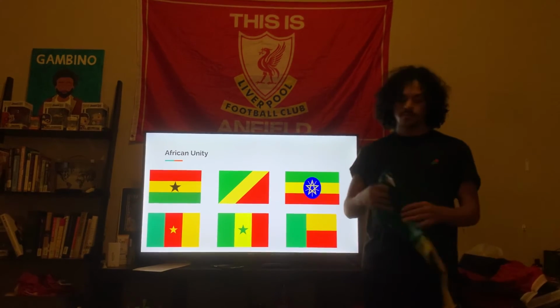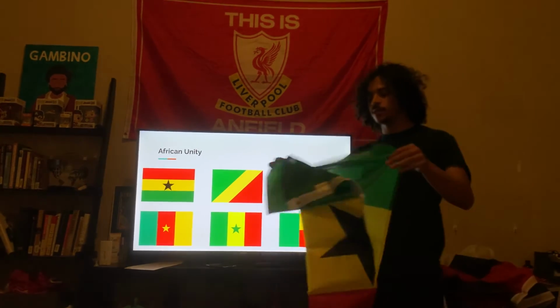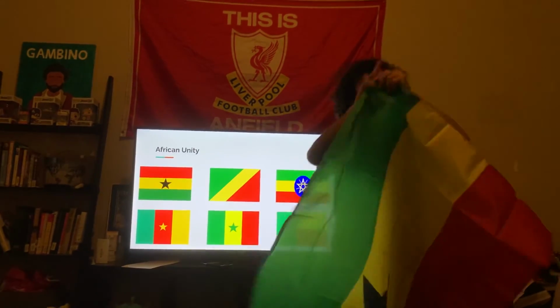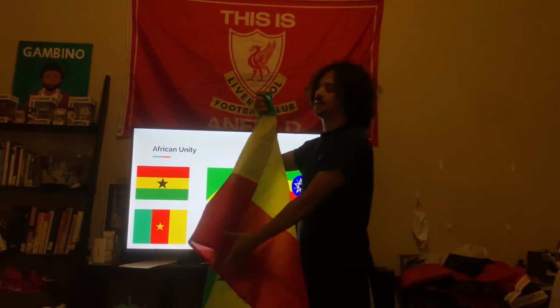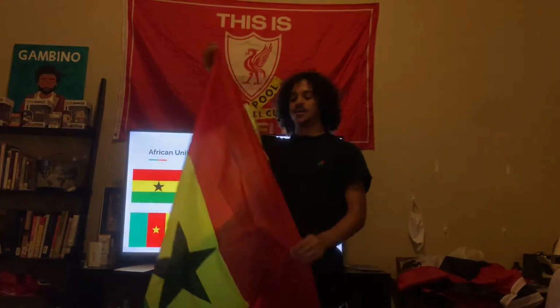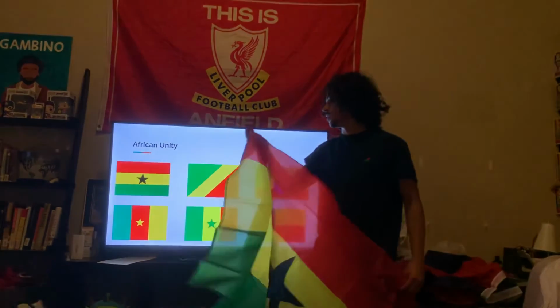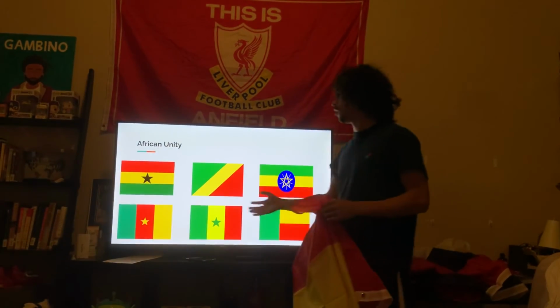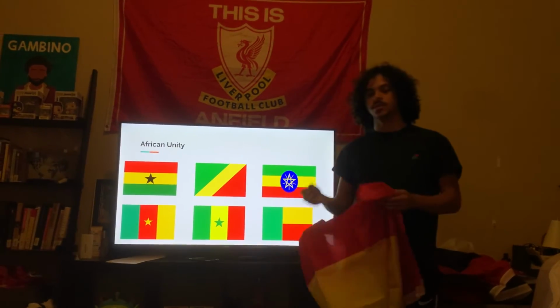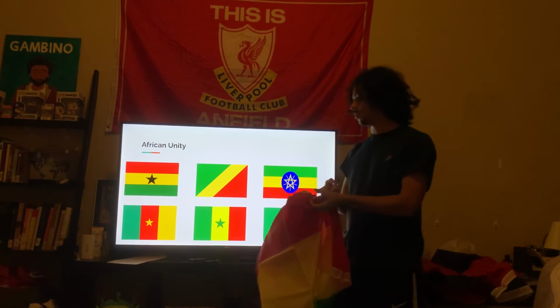So here I have the Ghanaian flag. Make sure I get it correct. Again, making sure the flag's not upside down. Can be disrespectful. So as you can see, there's some similarities between all of these countries, and that would be that there's red, there's yellow, and there's green.